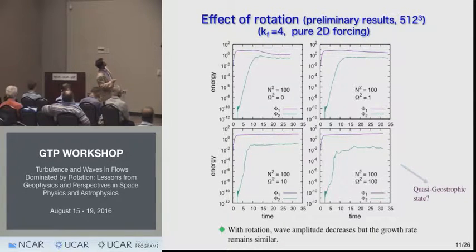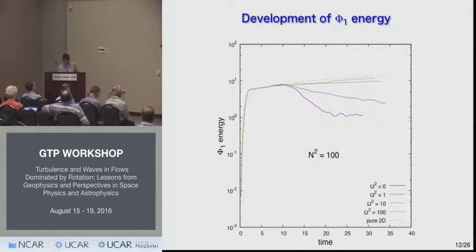If we look at the development of phi1 with time, we pick up these four, on the next slide. With no rotation, phi1 decays like this and becomes stationary. With higher and higher rotation, the phi1 decrease is weaker and weaker. Finally, this dotted line is just for pure 2D. So as long as we look at phi1 energy, increased rotation makes the flow state more and more 2D.